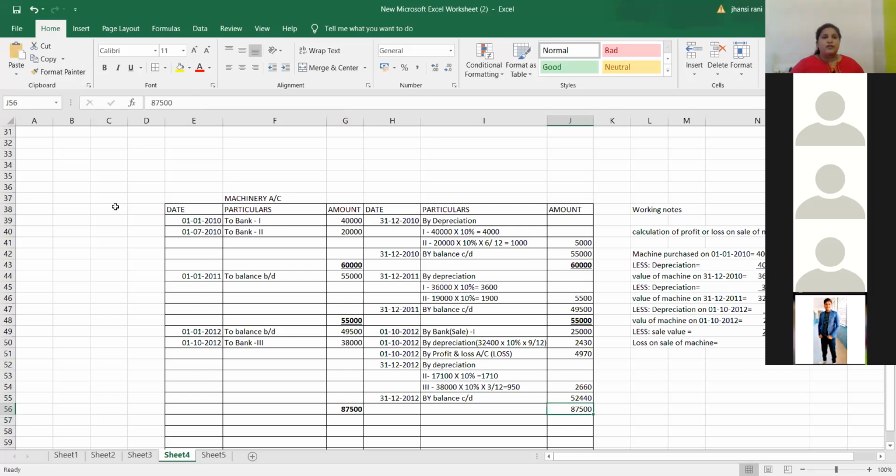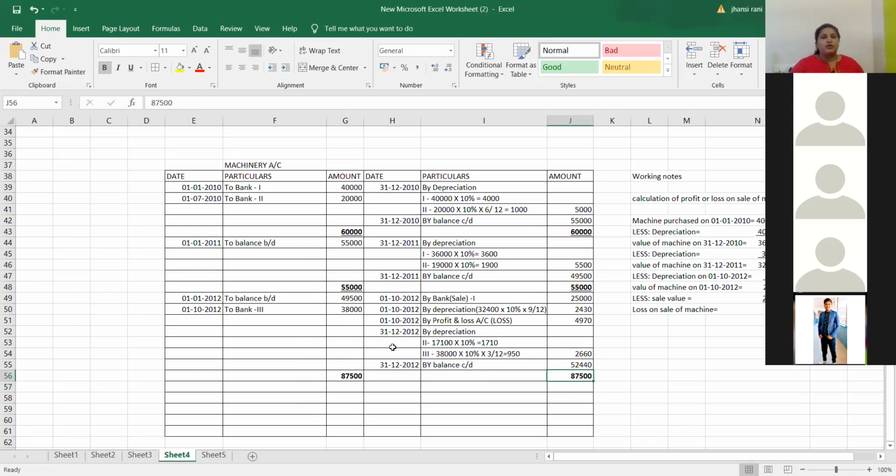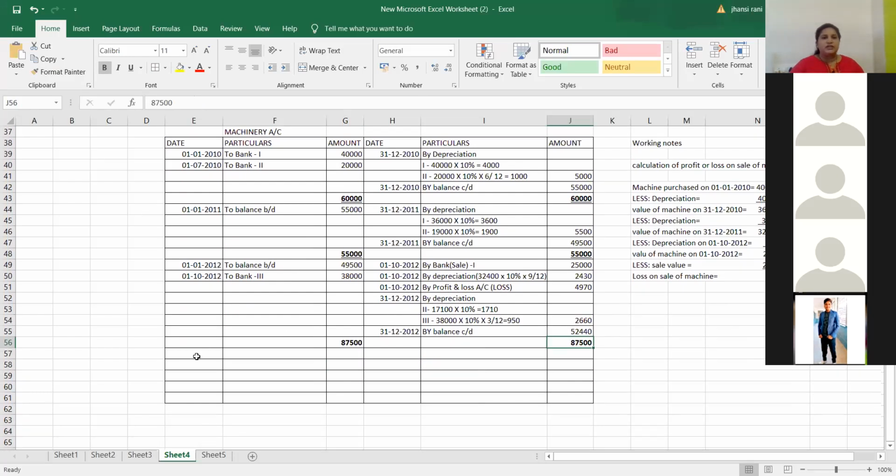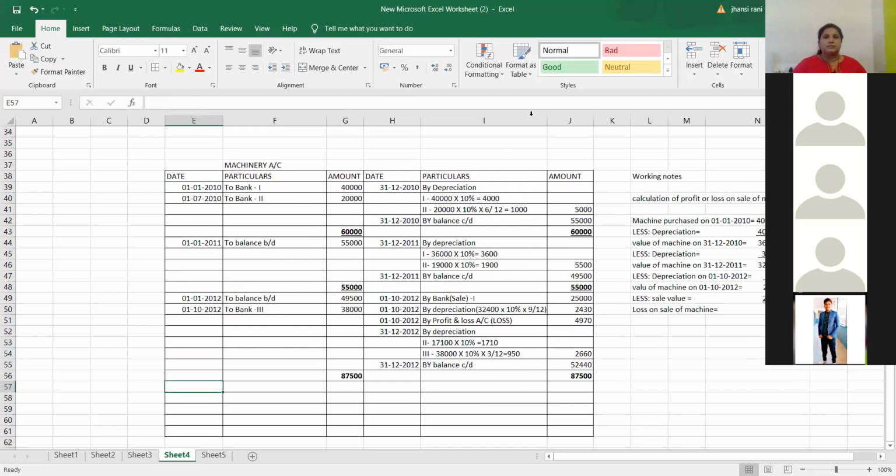And they are asking us to find out till 2013. Till 2013 means again we are not purchasing any more assets. So we'll just write here first. So this is how we will calculate the diminishing balance method. I hope you all have understood.